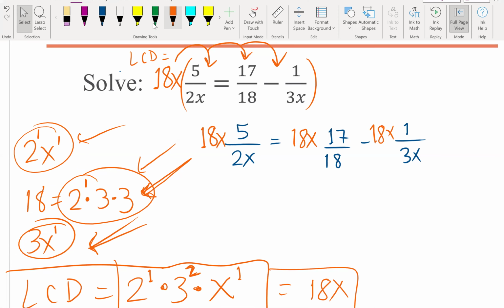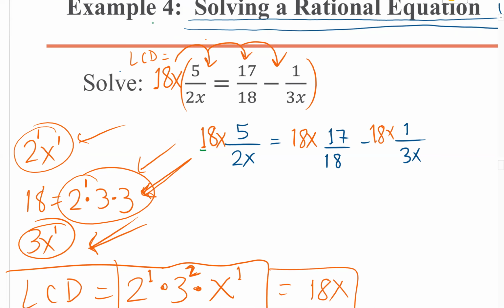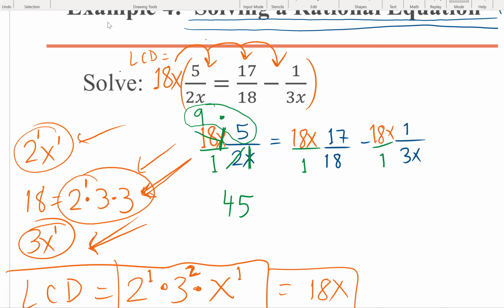It's kind of cute. And then similarly, you don't have to do this if you feel good about it, but I'm going to put each of those 18x's over 1 and then reduce. Along the diagonal, for sure, the x cancels on the leftmost fraction, but also the 2 goes into 18 9 times. So all the x's are gone. I'm just left with 9 times 5, which is 45. So far it's looking a lot more simple than it did before.